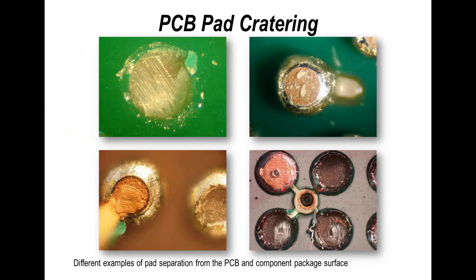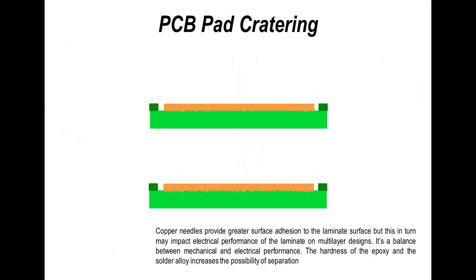These are a couple of example photographs which show me testing samples where I'm removing the BGA from the surface of the board, and you can see the difference in the visual appearance where we're separating the pad from the PCB. We can see the glass strands, we can see the epoxy resin still present on the pad, and in a couple of cases, no adhesion whatsoever.